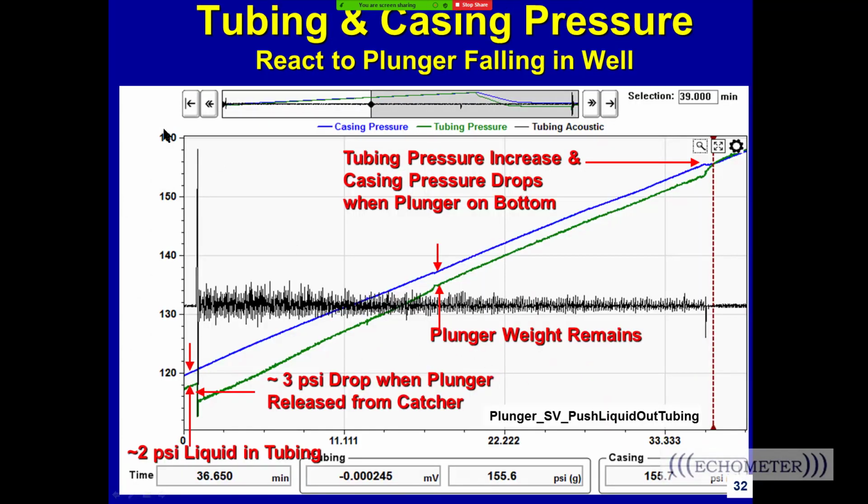Now, here's a well down in the Barnett Shale. It's a gas well. It doesn't make much liquid, and in the well there's only about 2 psi of liquid. And here we release the plunger, and now there's 5 psi of plunger weight and liquid in the tubing below the pressure sensor. As the plunger's falling down the well, this is elapsed time, this pressure is getting less and less until right here the pressure difference stabilizes equal to the weight of the plunger.